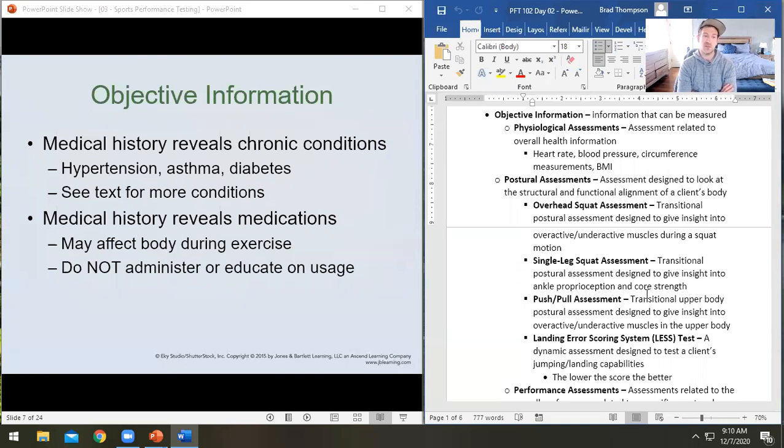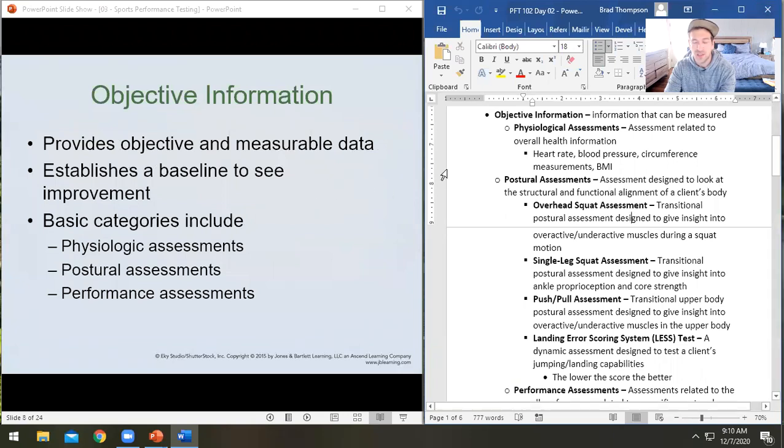We're looking for improvements over time. These are really great types of assessments that we can use to compare your beginning numbers to your ending numbers, and a lot of this objective information is going to be providing you with information about a lot of different categories.